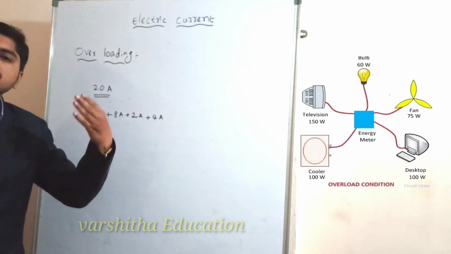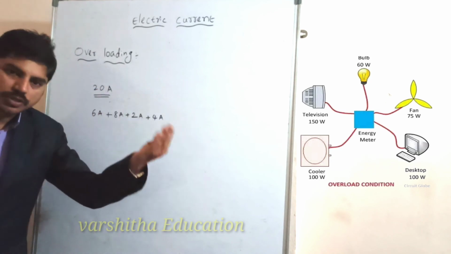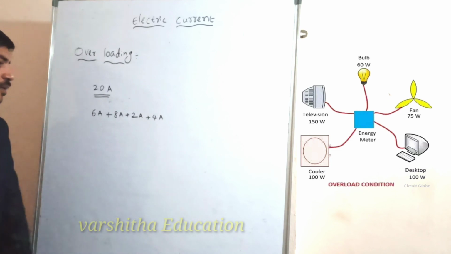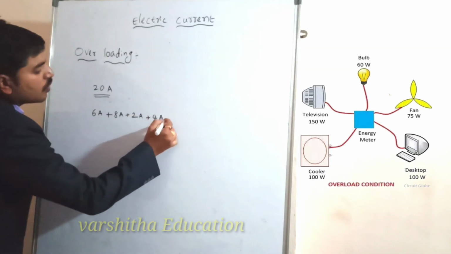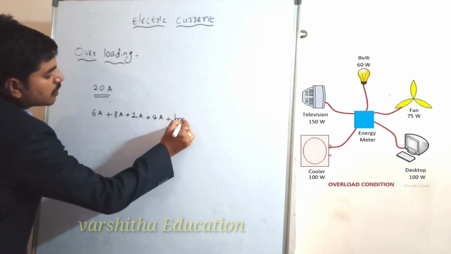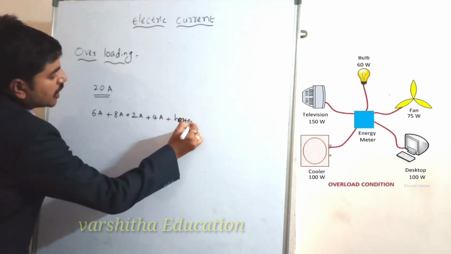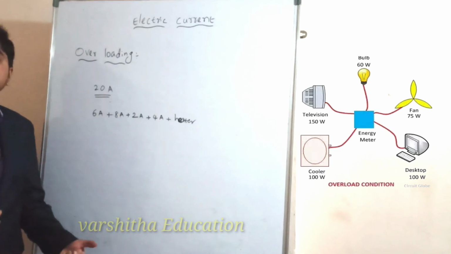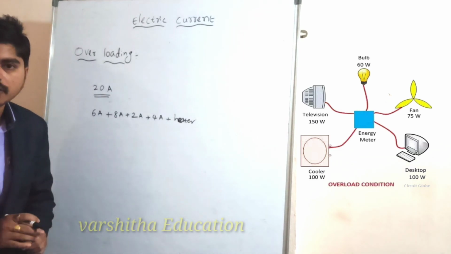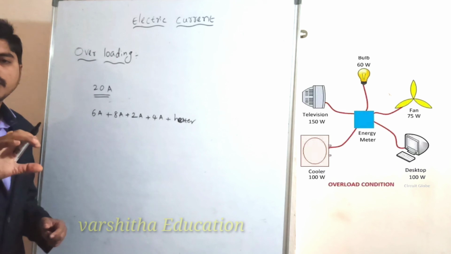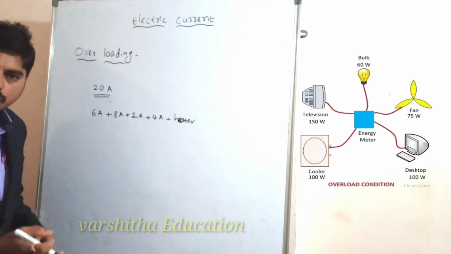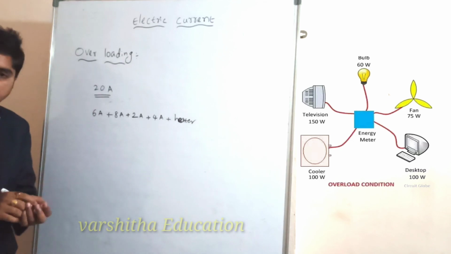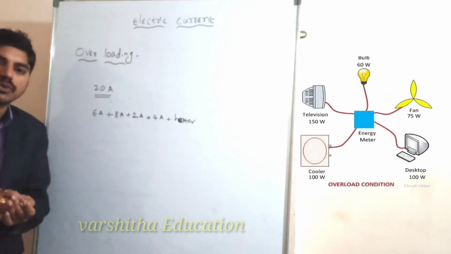Then no electricity is available for the remaining electrical appliances. For example, if I need to use one more appliance, a heater, no current is available. This is called overloading. When more appliances are connected to a specified electric circuit than it can supply, that is called overloading.